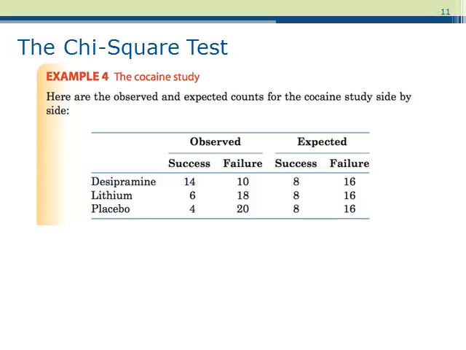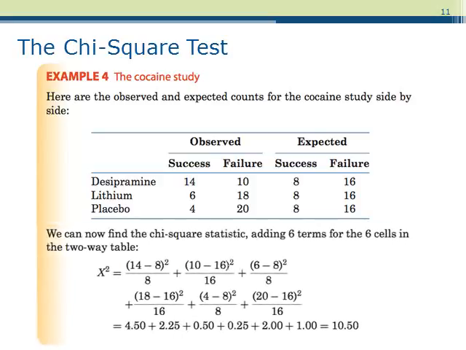Let's return to the example on the cocaine study. Below are the observed and expected counts for the 72 individuals in the study. The expected cell counts were computed using the formula row sum times column sum divided by table total, using the data from the observed table. Our table has 6 cells, so to compute the chi-square statistic, we will compute a sum with 6 terms. Each term is found by taking the difference in the observed and expected count, squaring this value, and then dividing by the expected. When we add all 6 values, in this case we get a value equal to 10.5.